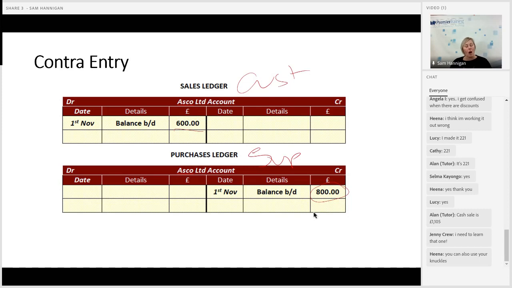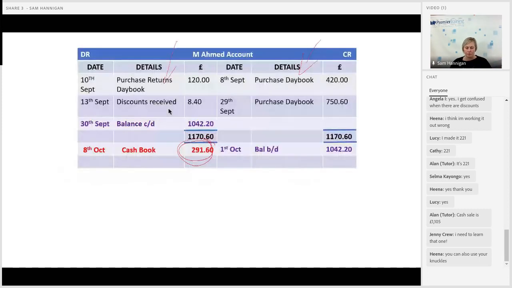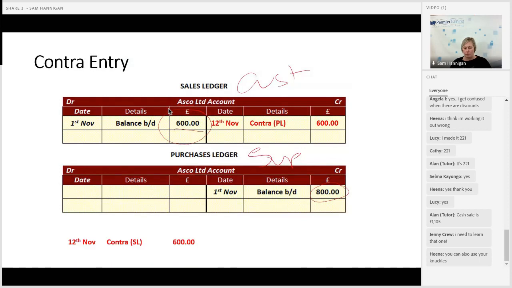I've got £600 that they owe me, and I've got £800 that I owe them. I can't contra £800. You've got to contra the lowest amount. So what I'm doing is contra-ing the 600. I'm saying you don't owe me that because I owe you 800. So if we take off the 600, then all I would owe would be the difference of 200.